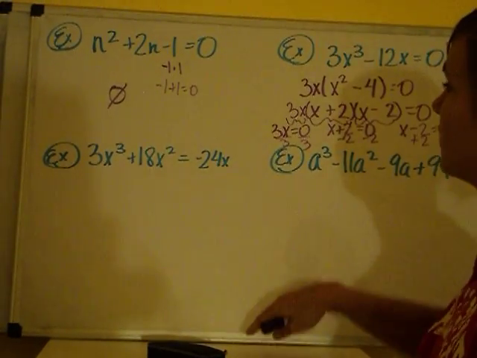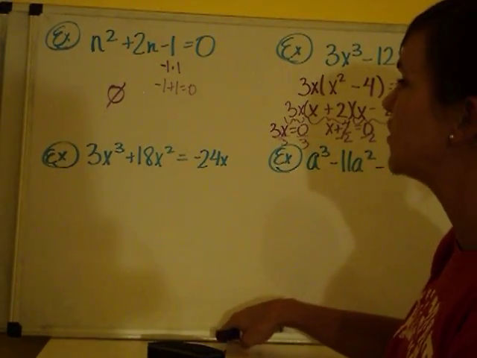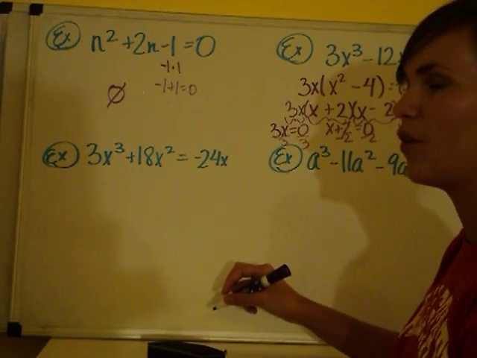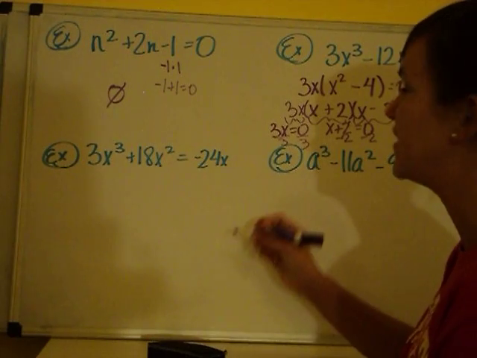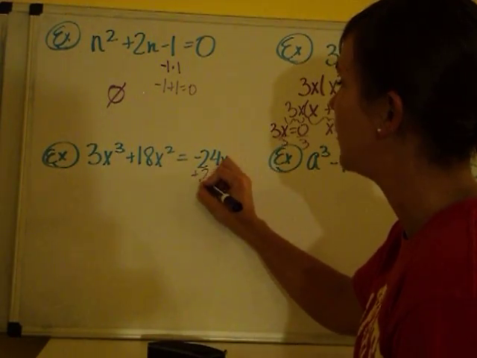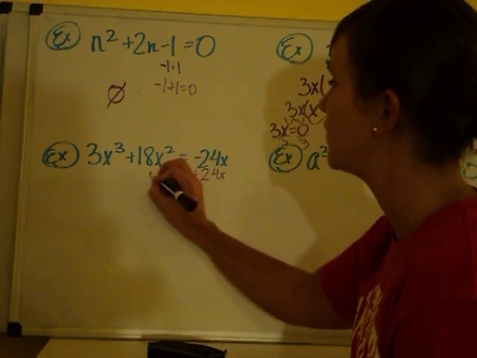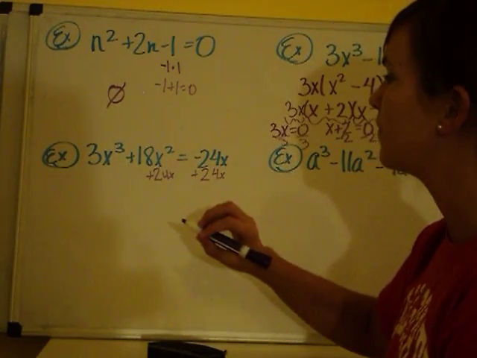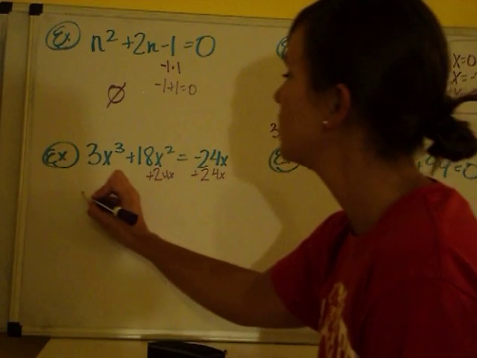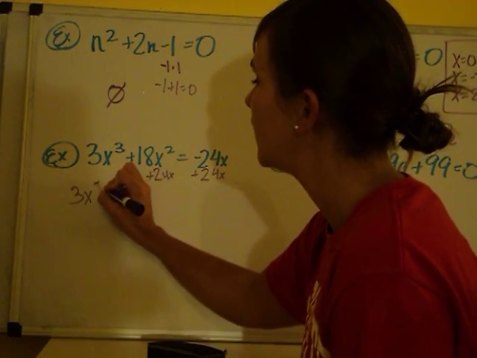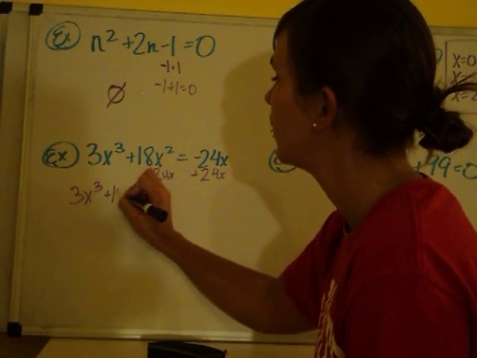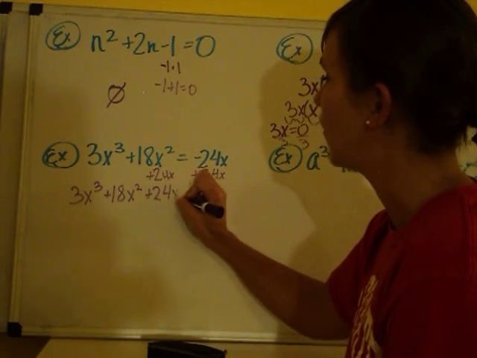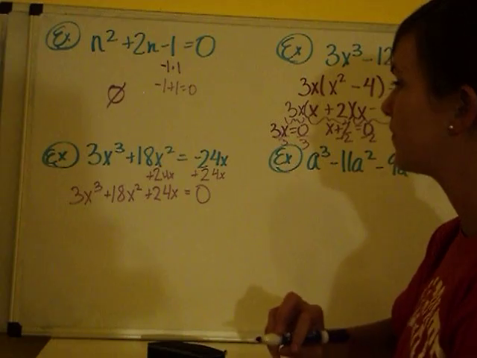Okay. Here, I have 3x cubed minus 18x squared equals negative 24x. First thing, we need it set equal to 0. So, we're going to add 24x on both sides. Do I have any x's over here that I can combine with? No. These are not like terms, so we cannot combine them. So we're going to have 3x cubed plus 18x squared plus 24x equals 0.